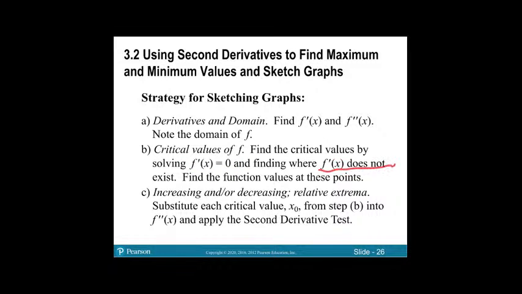And then find the corresponding y's for these critical values. To determine whether the function is increasing or decreasing, or to identify a relative extrema, you can plug the critical values from step B into the second derivative. If you get a positive result, that means it's concave up. That means we should have a relative min, or reverse everything.